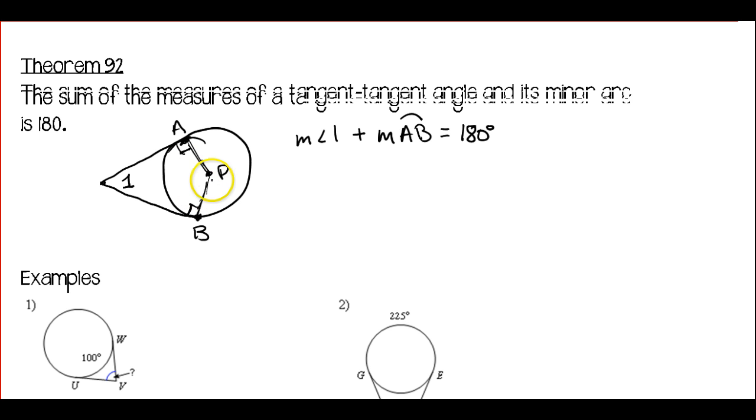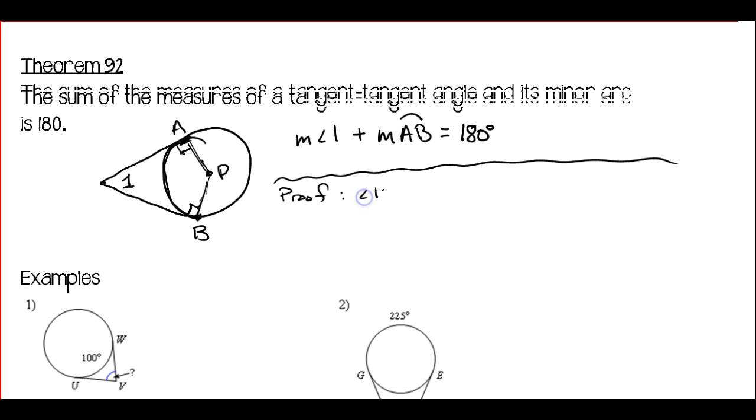So angle A plus angle P plus angle B plus angle 1 is going to have to be 360. And since I know that A and B are 90, if I subtract out both of those 90s, then I know that angle 1 and angle P have to be 180. And since angle P and arc AB have the same measure, all right, so let's just write out a quick proof here. Proof.